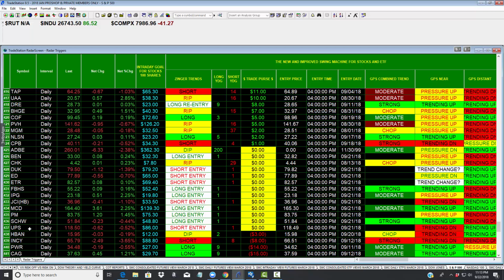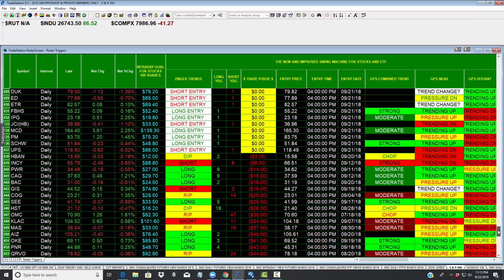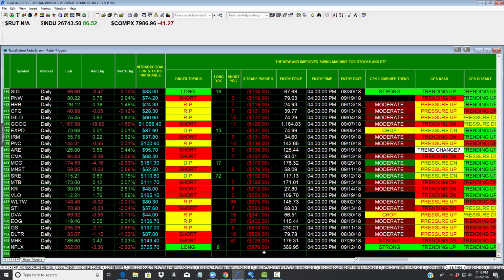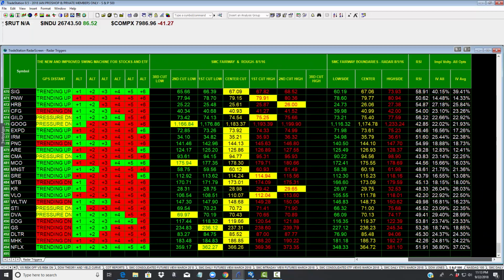So out of 500 positions, 437 are either flat or profitable. That's probably more than 80%. These are our losing positions. Not bad. Our worst losing position right now, Netflix, down $800. And then we give you the same information.